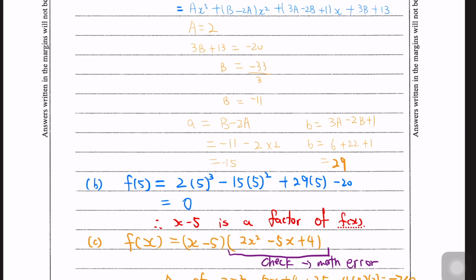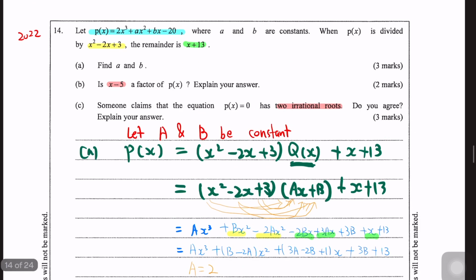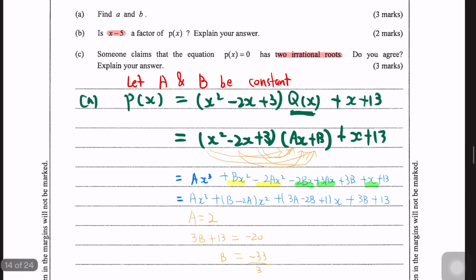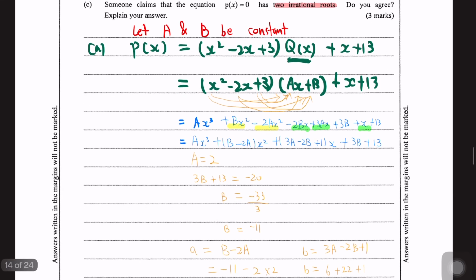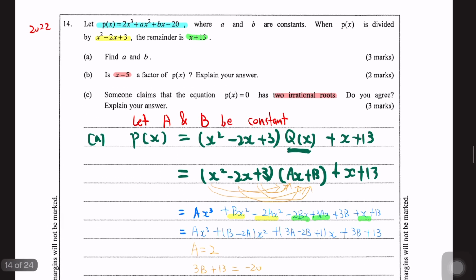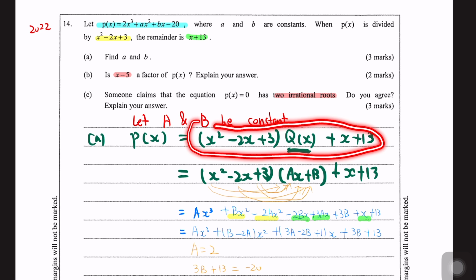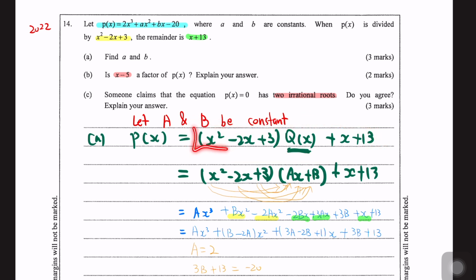Okay, C asks for the roots. The claim says that we have 2 irrational roots. Do you agree? So we need to find out the roots in this case. First, do we use this one? Do we use the identity format? Should we directly use this? No, you should not. Why? Because here it has a remainder. So actually, you haven't finished the factorization.